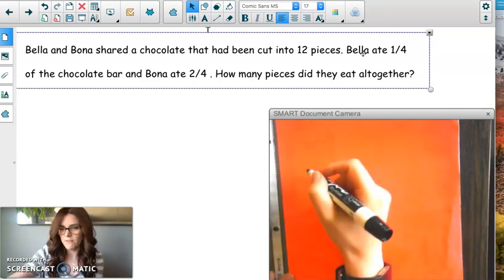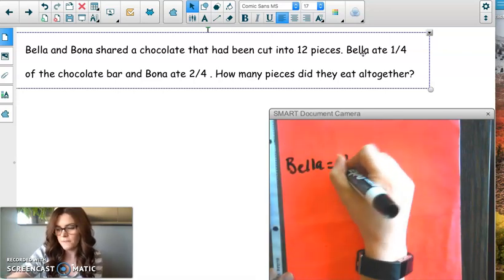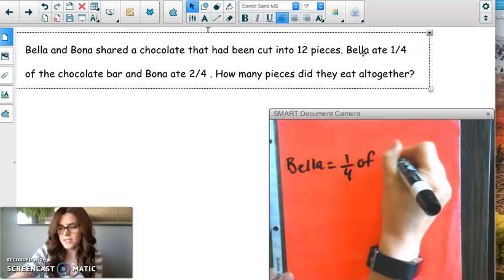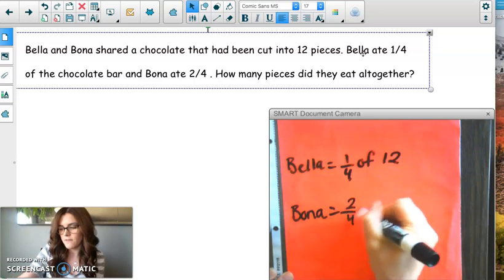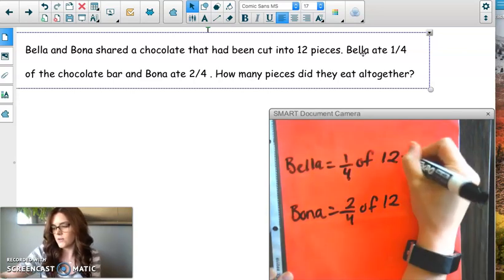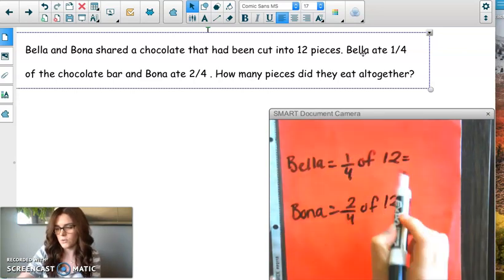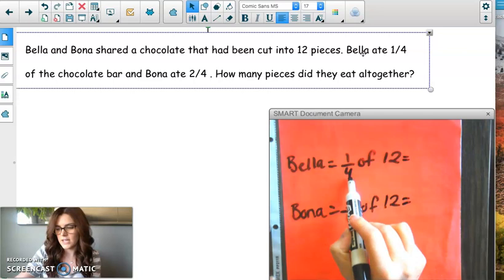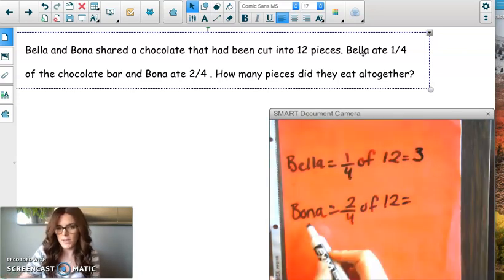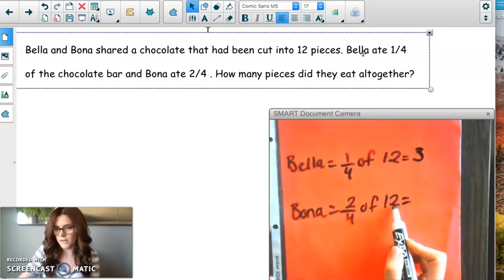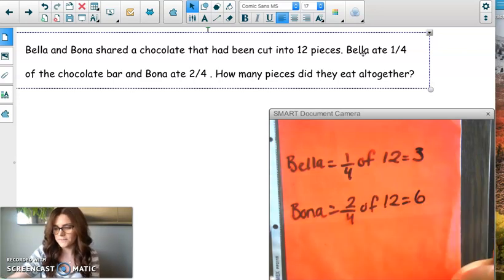So first we have Bella, and she ate 1/4 of the 12 pieces, and we have Bona that ate 2/4 of the 12 pieces. So using multiplication and then division, we have 12 divided by 4, which is 3, times 1, which is 3. So Bella ate 3 pieces. Then next one we have Bona. We have 12 divided by 4, which is 3, times 2, which is 6. So Bona ate 6 pieces.